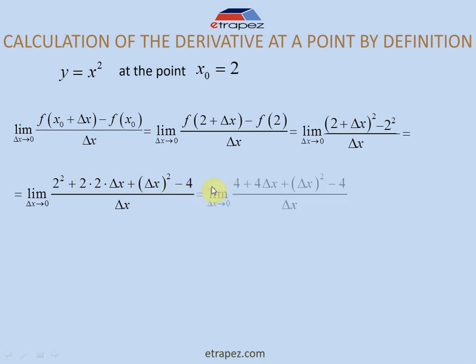Minus 4. I'm doing a bit of cleaning up. 2 times 2 is 4, 2 squared is 4. It will be something like this. 4 minus 4 cancels out, leaving me with this. To calculate this limit, in the numerator I factor out the common factor before the bracket. It will be delta x. This is a method of calculating limits that is often used, very popular.